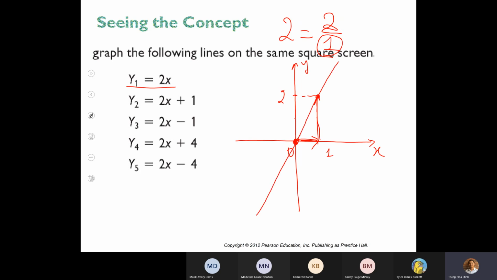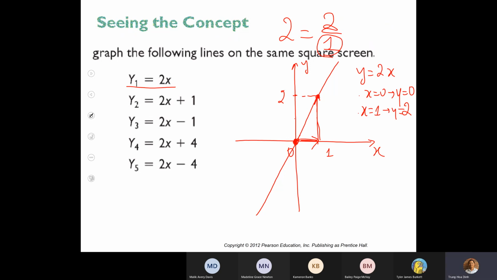Or you can do this. Here's y equal to 2x. You make x equal to 0. From here you get y equal to 0. The second point, x equal to 1, y equal to 2. So you have two points. You connect them. That's what I would want to do.